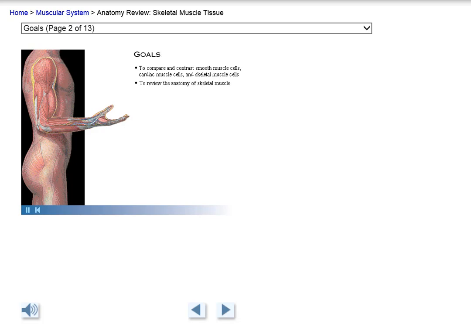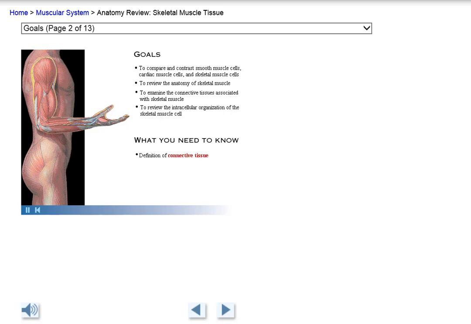To review the anatomy of skeletal muscle. To examine the connective tissues associated with skeletal muscle. To review the intracellular organization of the skeletal muscle cell. Here's what you need to know: the definition of connective tissue, and the structure of a typical cell. To see definitions of terms, click the bold red words.